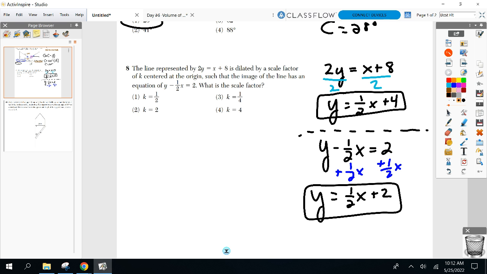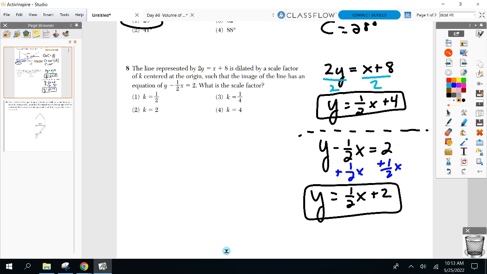All right, we want to know what I dilated by now. What did I dilate by? Now, take a look. And we should have known this from the beginning. What do you know about your slopes? Same slopes, which means what about these lines? They're parallel. Anytime you dilate, lines stay parallel.